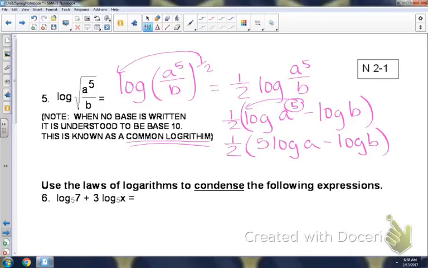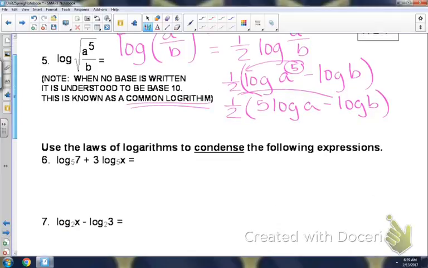And then same thing on that previous example, you could go ahead and distribute that 1/2 or leave it as is. It's the same exact thing. So whichever form you want to put it in. So make sure anytime you have a square root, you want to rewrite that as a 1/2 exponent.